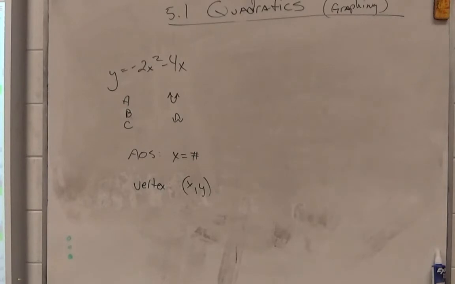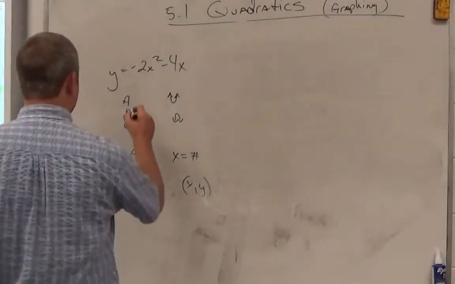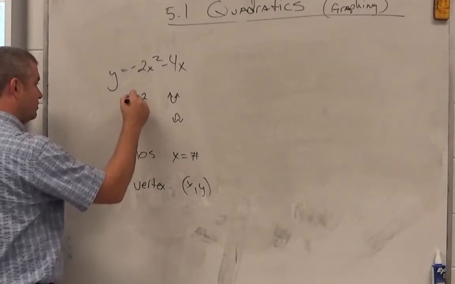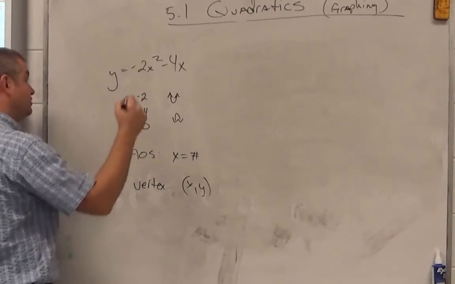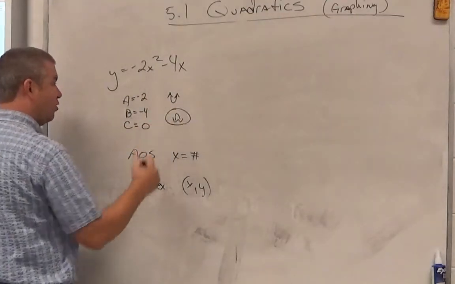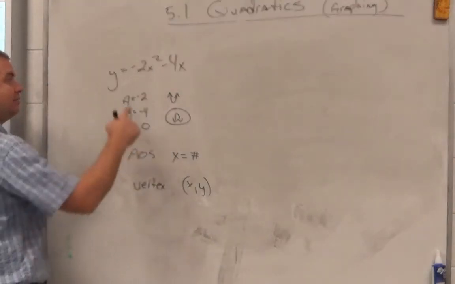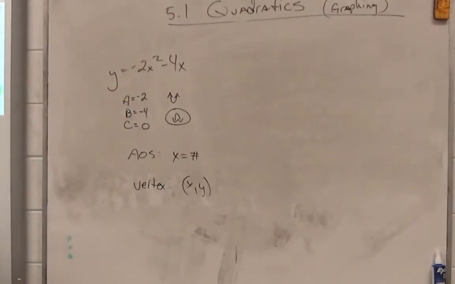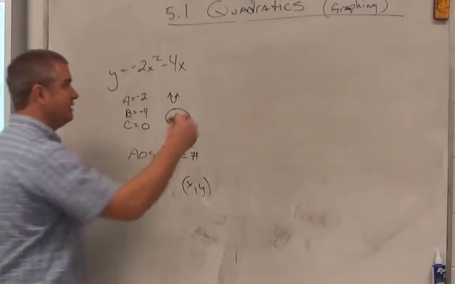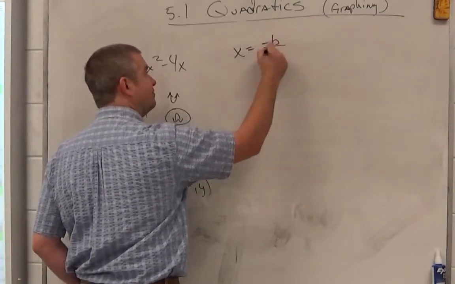All right, here we go. What does A equal? Negative 2. What does B equal? Negative 4. What does C equal? 0. Okay, piece of cake. Does the parabola open up or does it open down? It opens down. Why? Because A is negative. Okay? Baby steps. You've got to be able to do A, B, and C and tell me if it opens up or down. Then the axis of symmetry and the vertex require us to immediately do negative B over 2A.